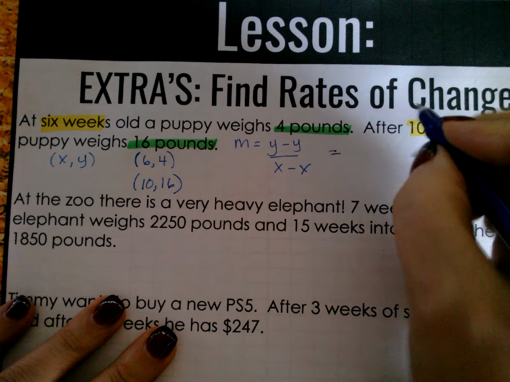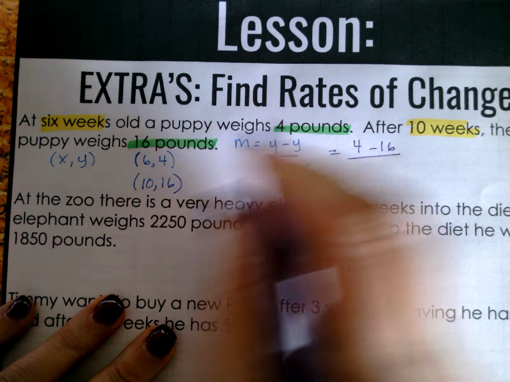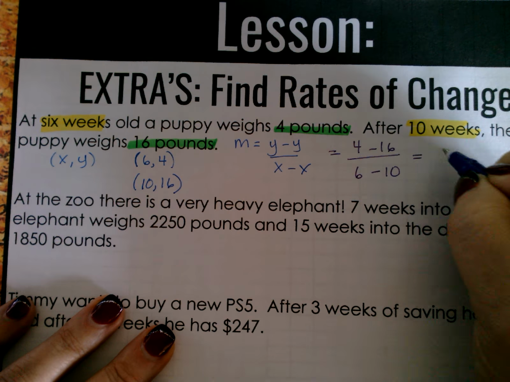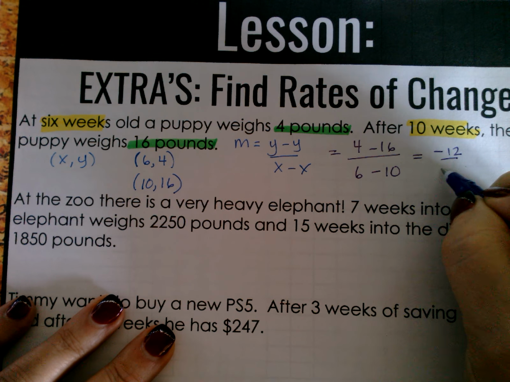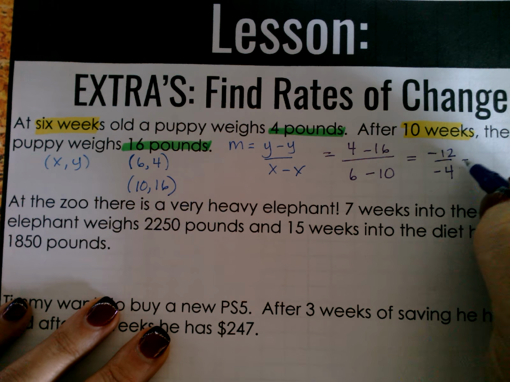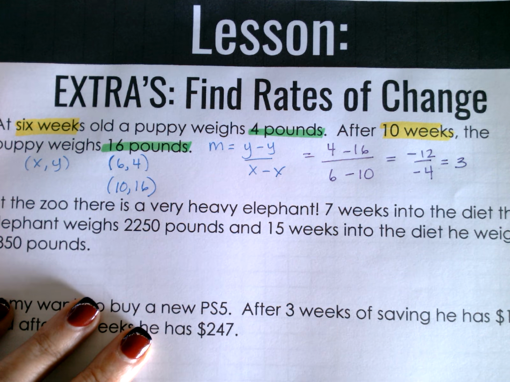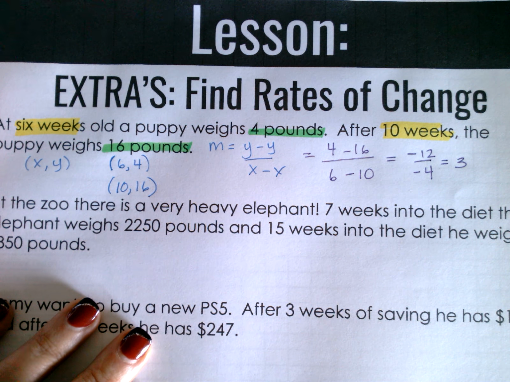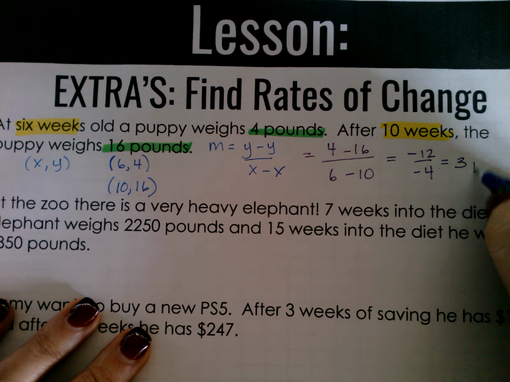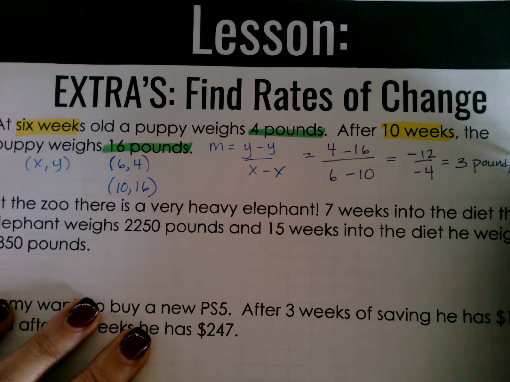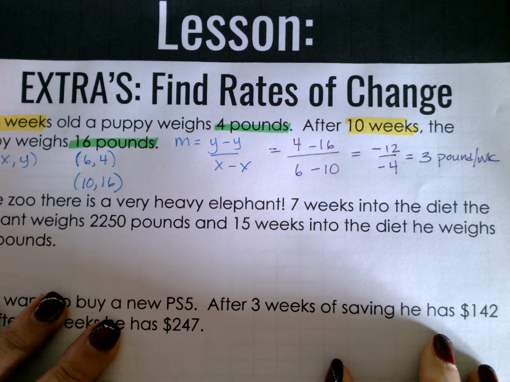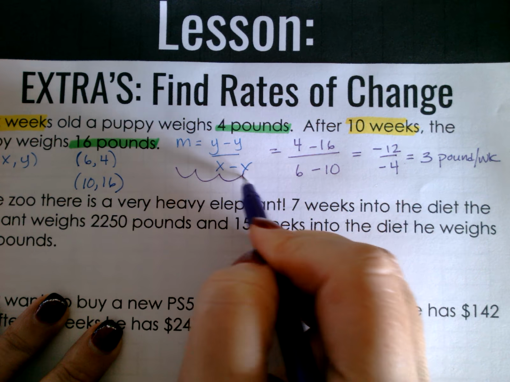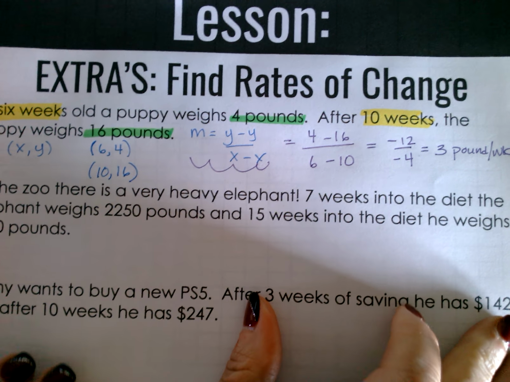I will do the change in y over the change in x. I have negative 12 over negative 4. Negative divided by negative is positive. That makes sense. I can see the puppy is gaining weight, so I would anticipate a positive rate of change. And it is 3 pounds a week to label my answer. So I used ordered pairs and the equation from yesterday.